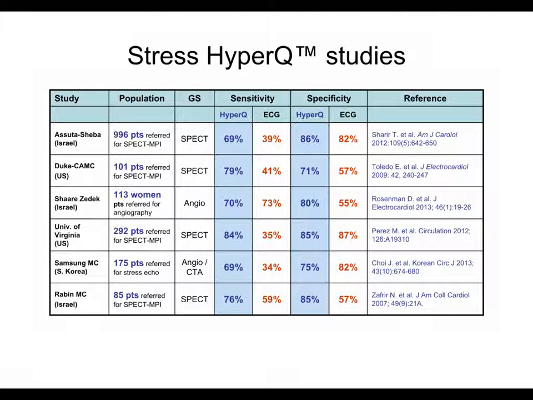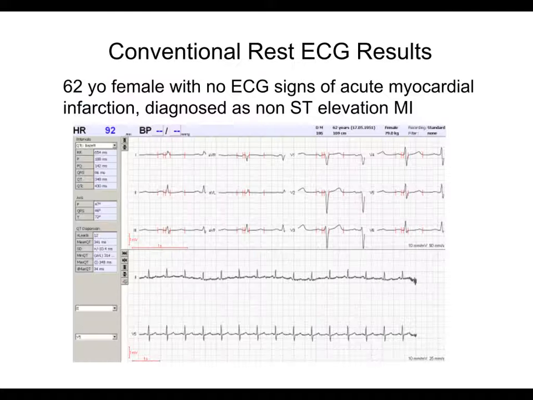The sensitivity of HyperQ is better than that of conventional ECG analysis without compromising specificity. An interesting study on the third line demonstrates comparable sensitivity but much better specificity of the HyperQ. The study population, women referred for angiography, is the reason for the high prevalence of coronary artery disease in this population. This study also highlights a known issue with stress ECG tests for women, a high rate of false positive results. It is clear that HyperQ does not suffer from this limitation.